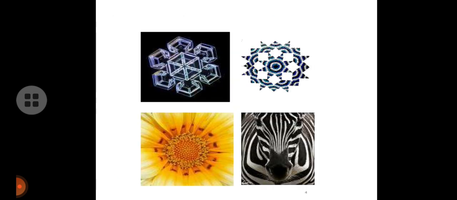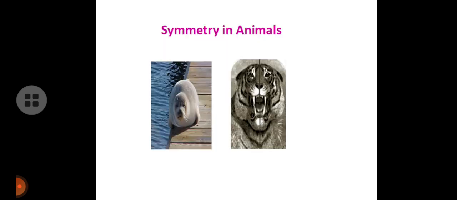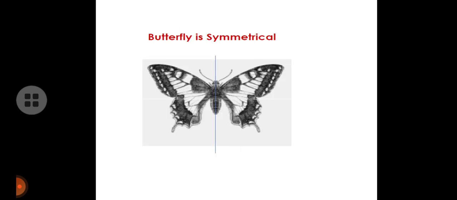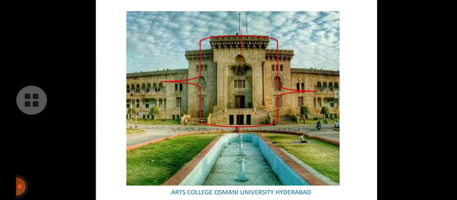There are some pictures: flowers, animals like this, and the butterfly also has some symmetry. In our famous Arts College, the Osmania University building also has some symmetry. That is why it looks beautiful.